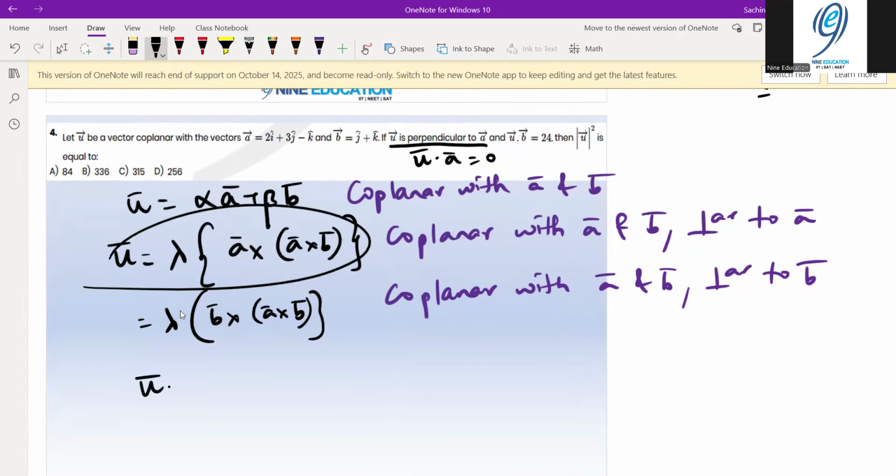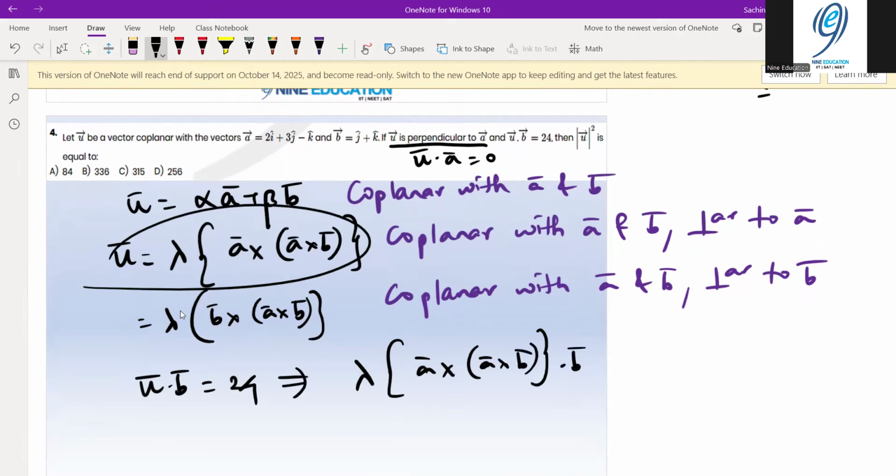And then another condition is given, u dot b equals 24, which means you can write lambda times a cross of a cross b whole dot b equals 24, right? So once you have a bar and b bar, you can calculate a cross of a cross b, then take its dot product with b and then equate it to 24, right? So this is how you get u bar in this question. And then from that, you can calculate modulus of u bar square.